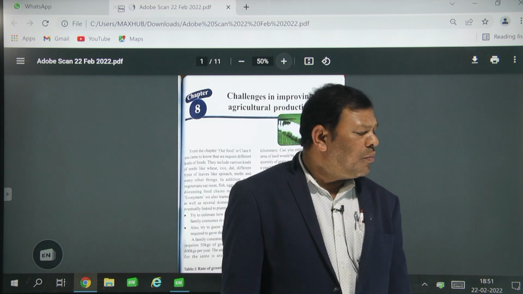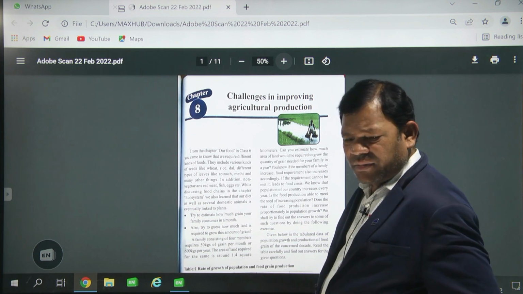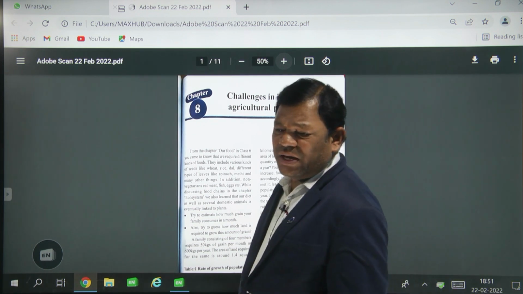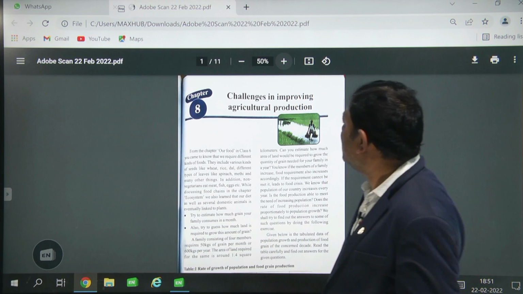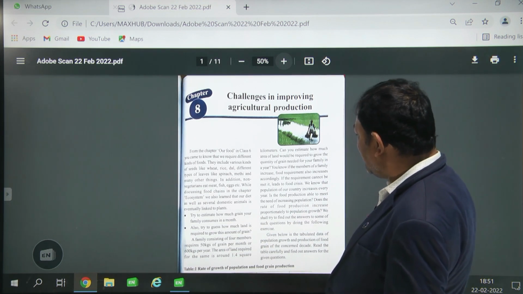Challenges in improving agriculture production. Next lesson after animal behavior, what is the chapter? Challenges in improving agriculture.